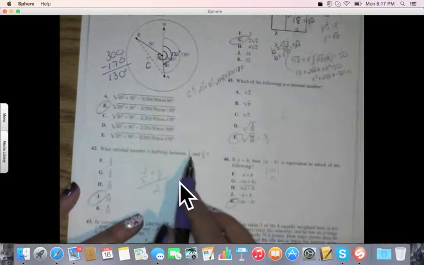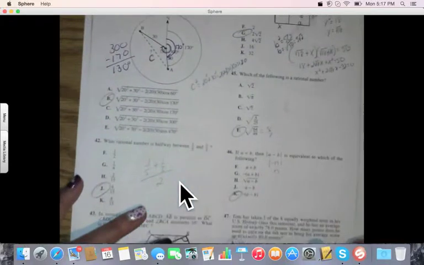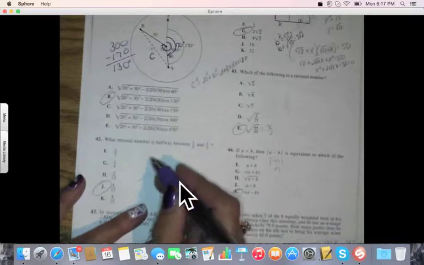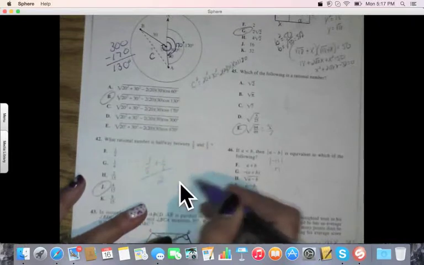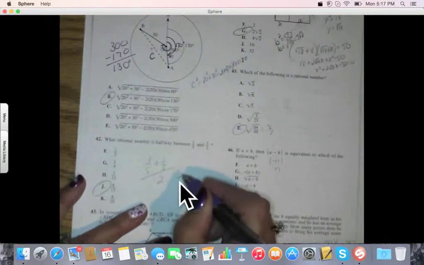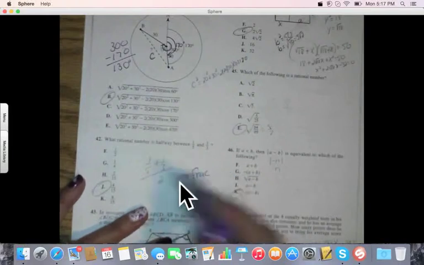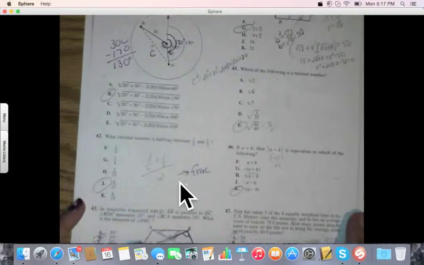So what rational number is halfway between 1/5 and 1/3? Your calculator will do this very, very easily. Just type it in, 1/5 plus 1/3, get an answer, divide by 2, and use your answer to turn it into a fraction. It'll kick that out. That's about a 5-second problem for you.